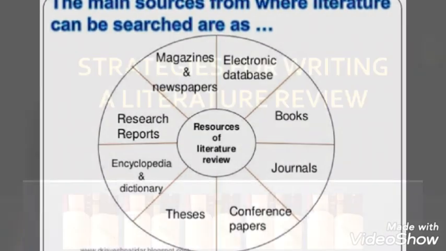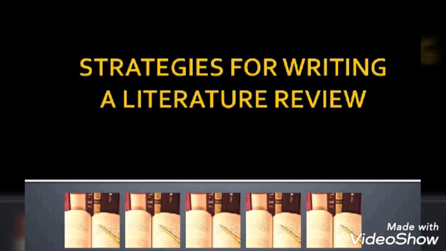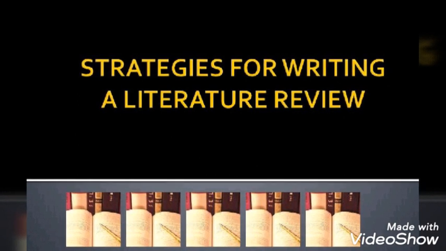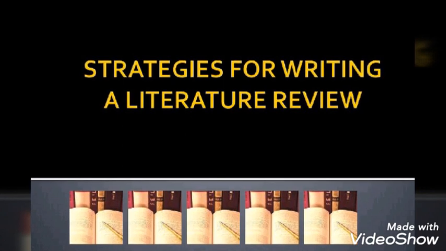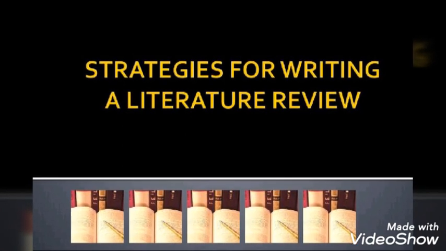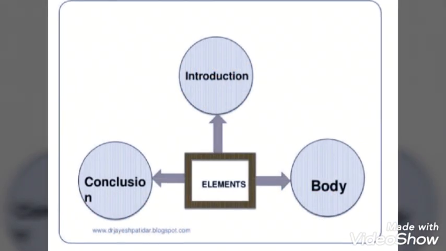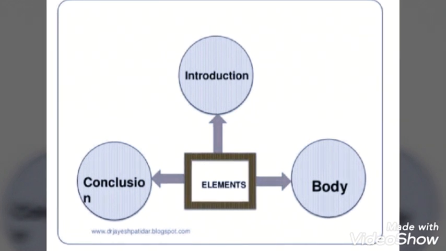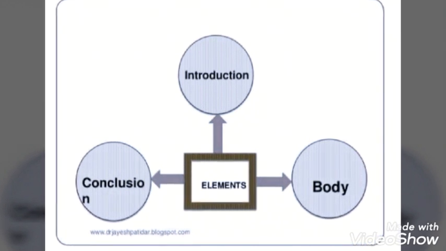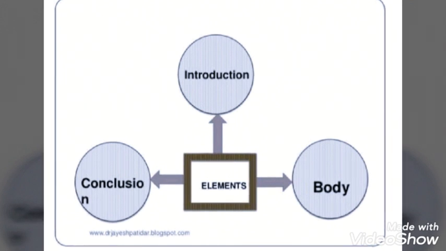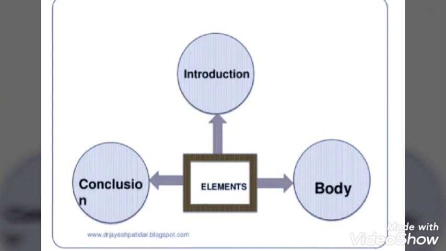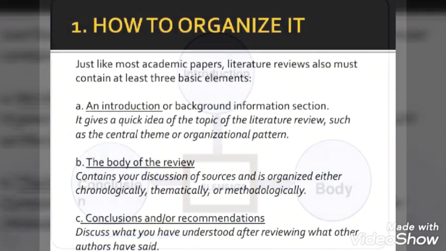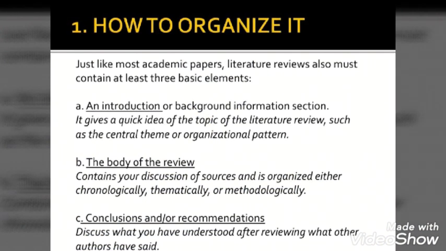Then we will see strategies of writing a literature review. Strategies of writing a literature review means a literature review also needs certain headings and certain steps. There are mainly three elements of a literature review, or you can say of writing a literature review: introduction, body and conclusion. So these are the three elements of your literature review. Then we'll see how to organize these steps.